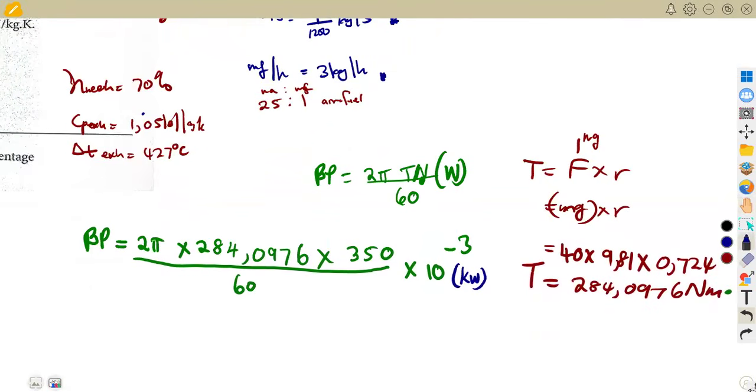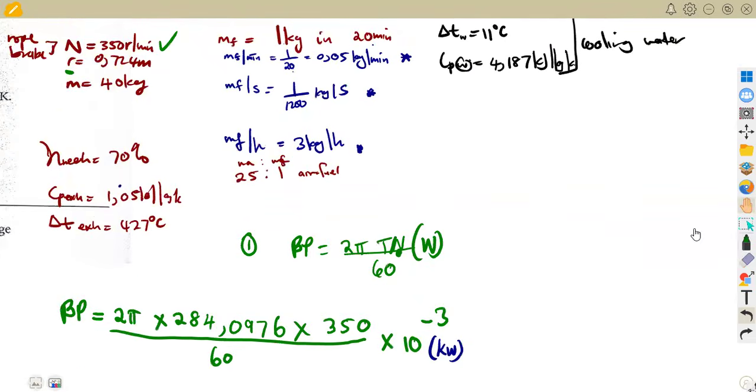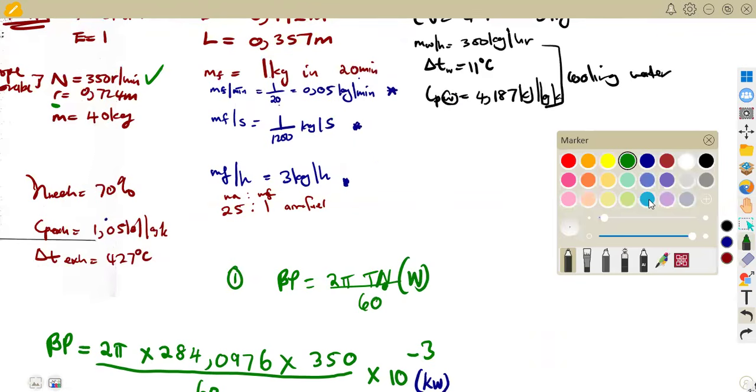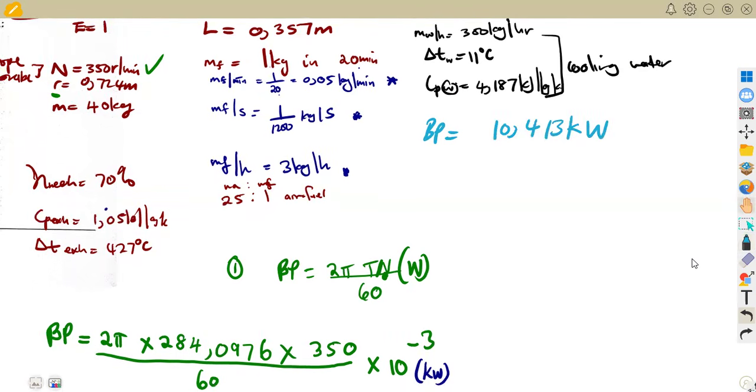So this gives us the brake power. That was the question. Therefore, our brake power in kilowatts is going to be 10,413 to 3 decimal places. And like I mentioned before, kilowatts means kilojoules per second. So we have the brake power there. We might need this value, so let us just write it aside. Remember, our brake power is 10,413 kilowatt.